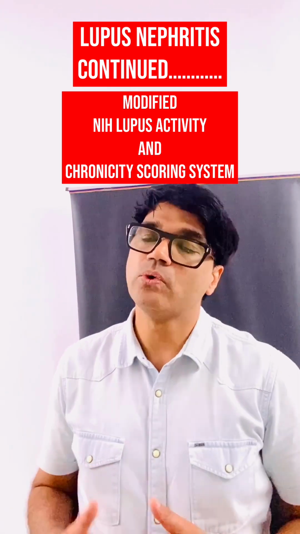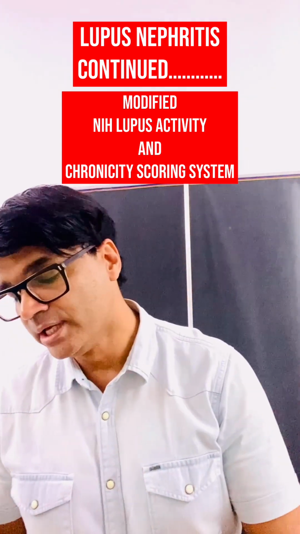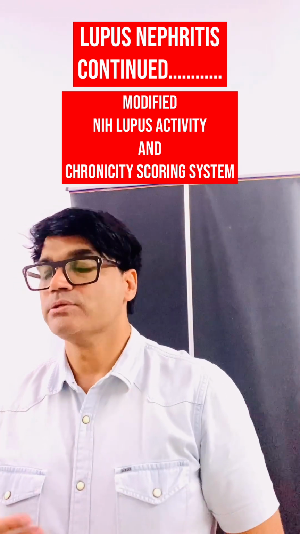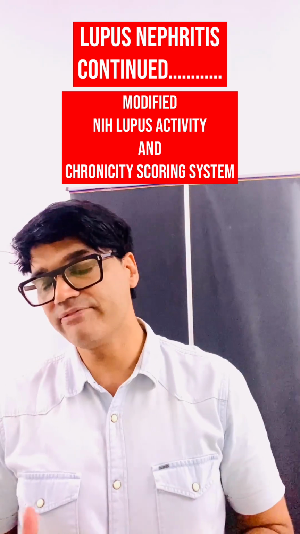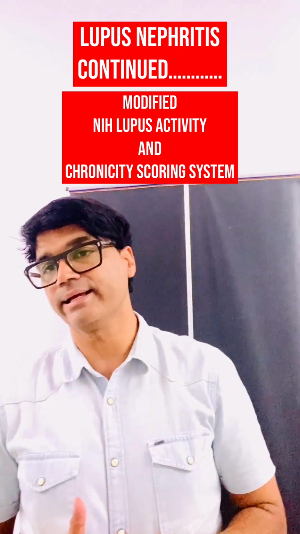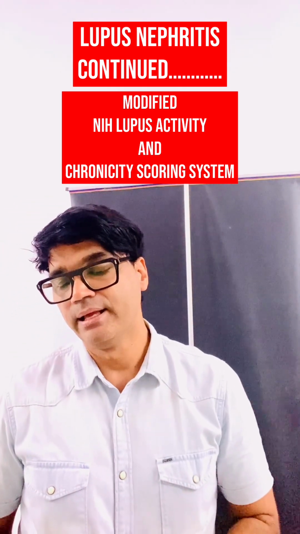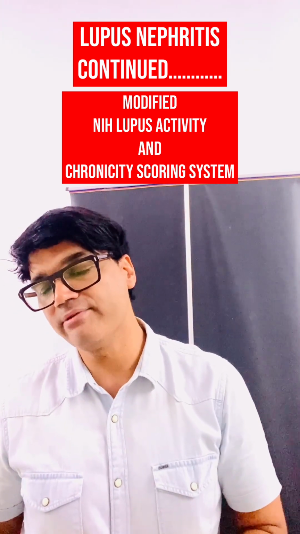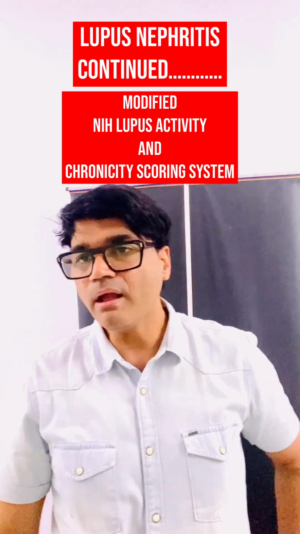Now, if we talk about the activity index and the score is 0 to 5, this is called low activity. When it is between 6 to 11, this is called moderate activity. If the score is between 12 to 24, then it is high activity. In the same way, for the chronicity index, if it is between 0 to 2, it is low. If it is between 3 to 5, it is moderate. If it is between 6 to 12, it is high.